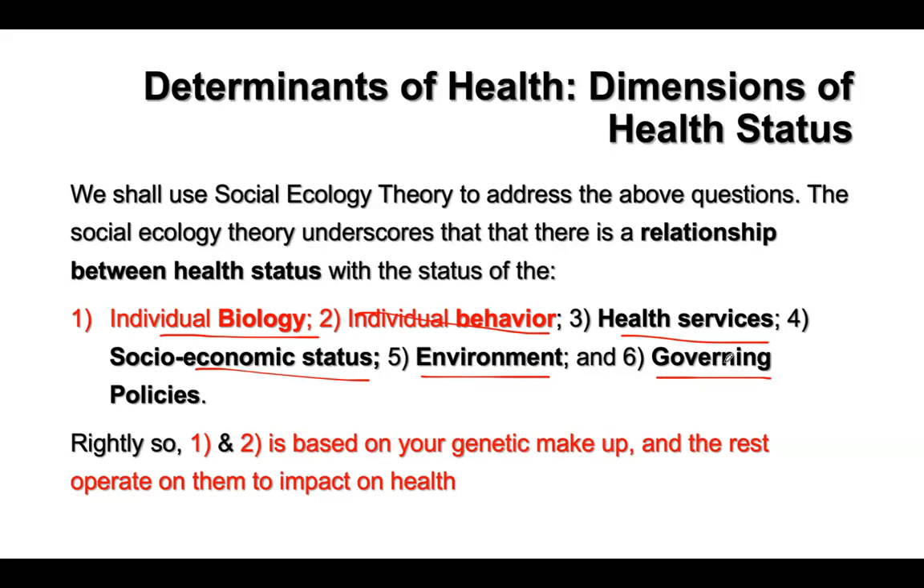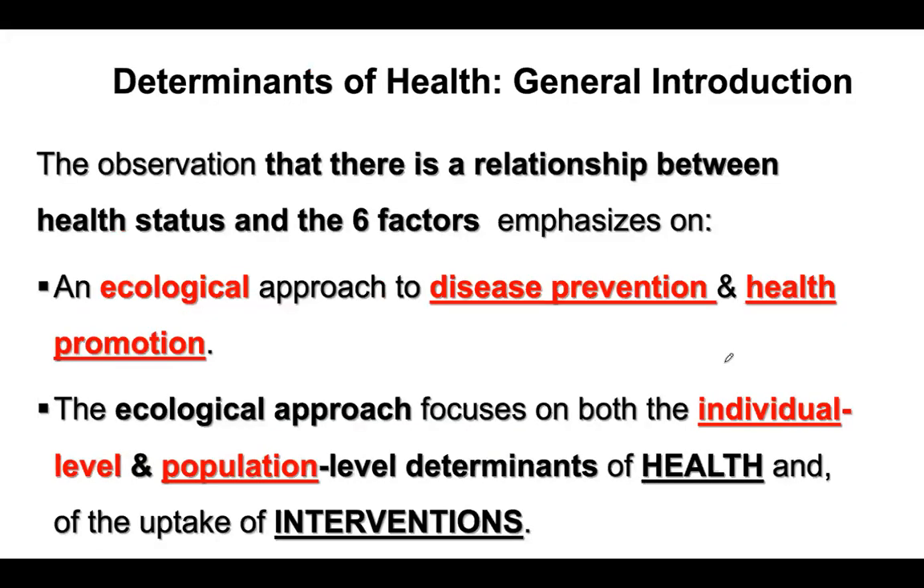So one and two, the individual biology and the individual behavior, are based on your own genetic makeup. And the rest of the items, numbers three, four, five, and six, operate on one and two to impact health. So there is a relationship between the health status and these six different factors. The ecological approach to disease prevention and health promotion is anchored around the thought process of all these six factors and how they're interacting. There's a component of preventing people from getting sick and making sure that people remain healthy. For you to achieve this, you need to see how these components interact with each other. So the ecological approach focuses on both individual and population levels to determine health and other interventions.